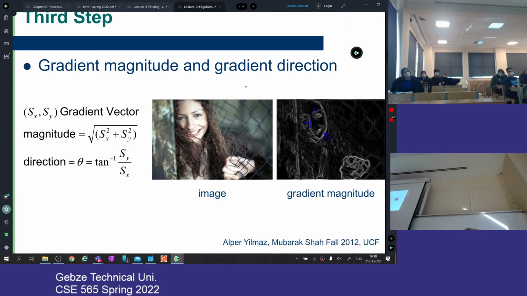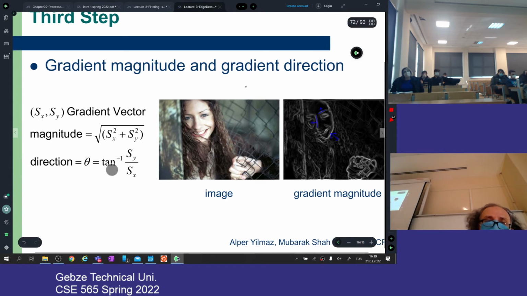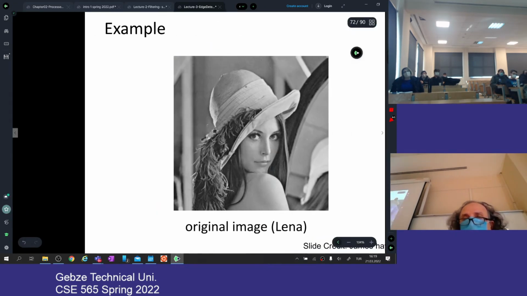Direction of the edge is calculated this way: y over x, that's the division. And if you take the arctangent of it, just the inverse tangent of it, you will get the direction value. I think I had a nice picture here.